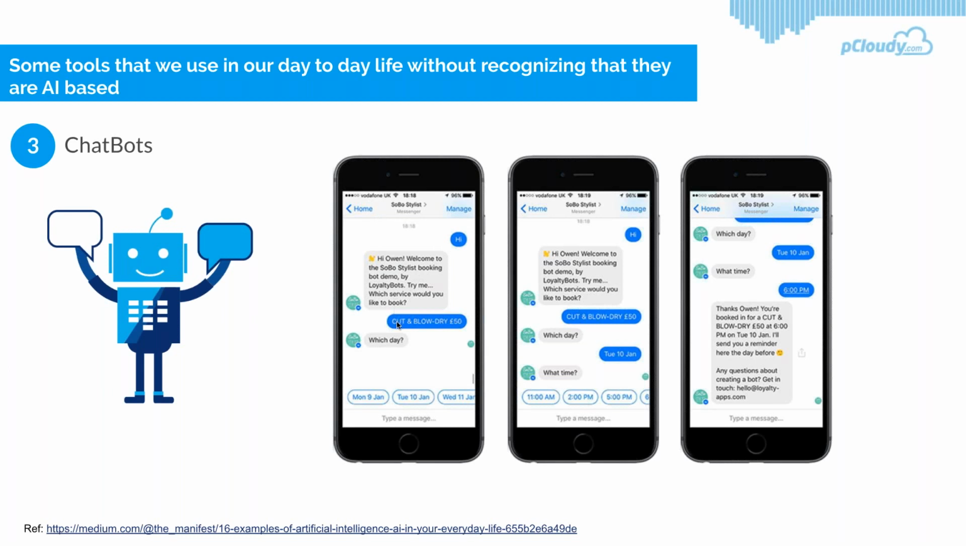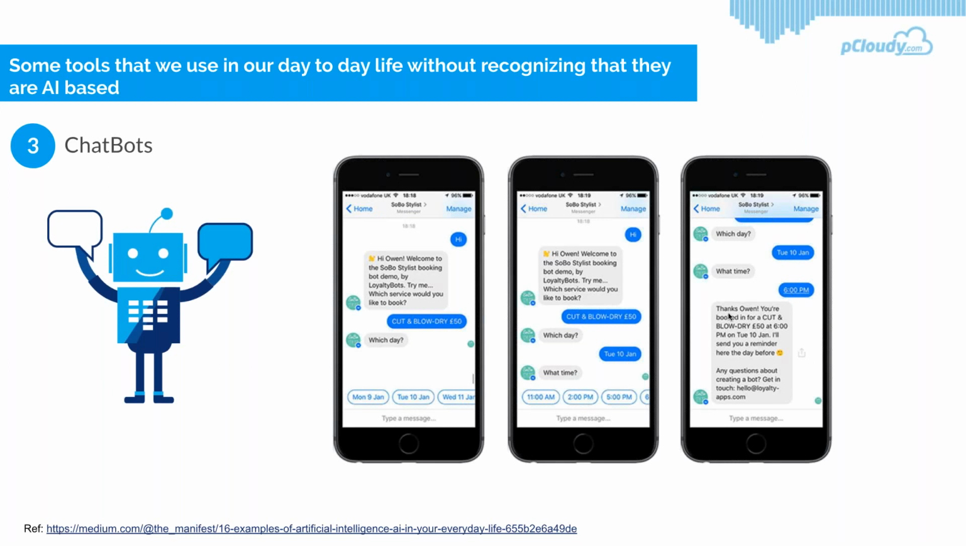So I replied, this is a normal messenger mail. So cut and blow dry, Euro 50. Okay, which day? The bot asks. I reply, Tuesday, 10th January. And then the bot says, what time? So I say, okay, 6 p.m. and my booking is done.